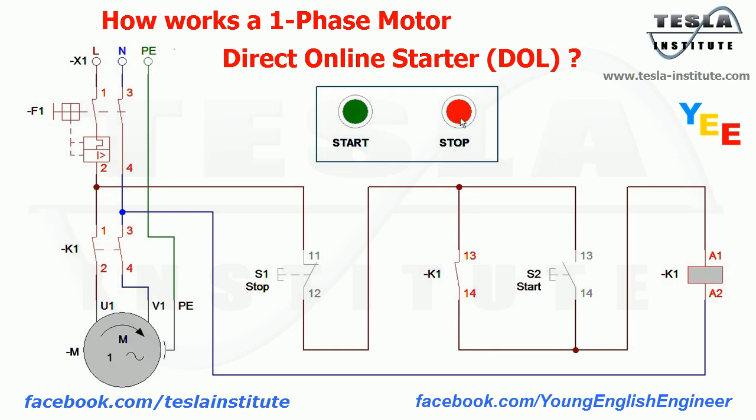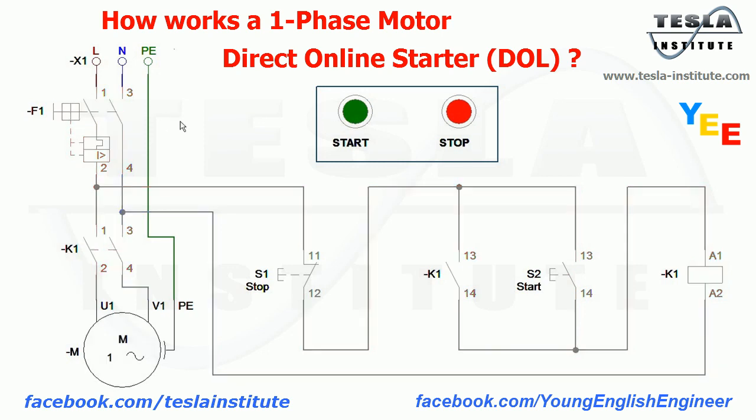Now when we press stop button S1, we break this path, coil K1 is no longer energized, and the main contacts and auxiliary contact K1 go back to the open position, and the motor stops. The same effect happens when circuit breaker F1 is opened. It can happen in case of motor overload or if a short circuit occurs in the circuit. We can also use circuit breaker F1 to cut off power from the circuit for maintenance work.